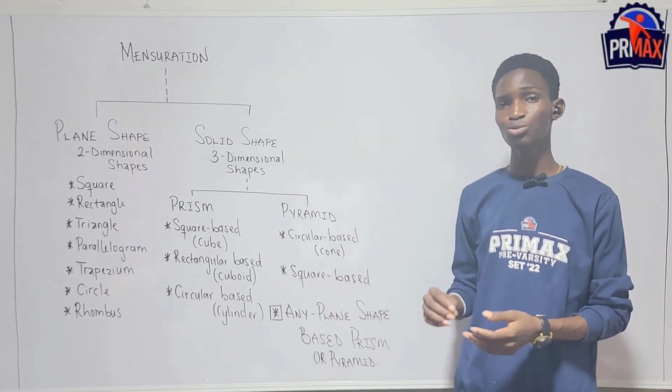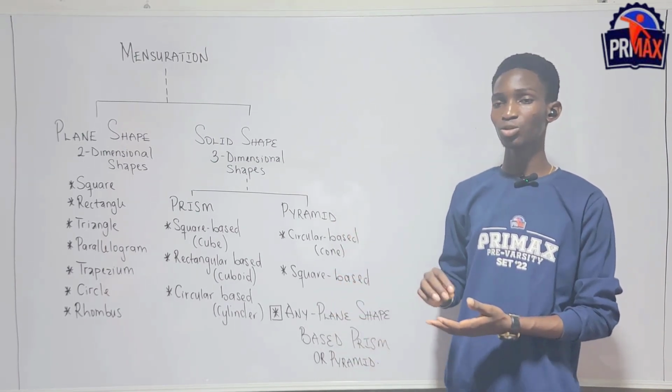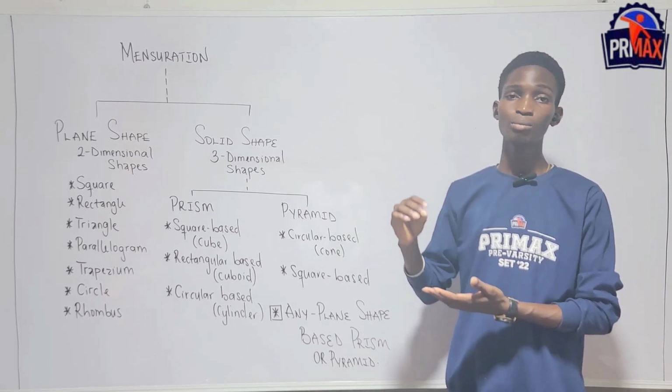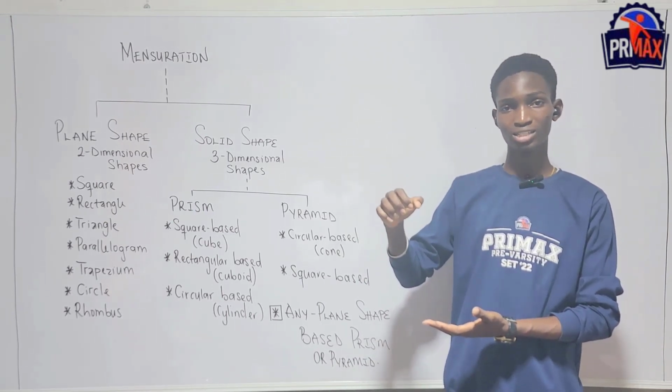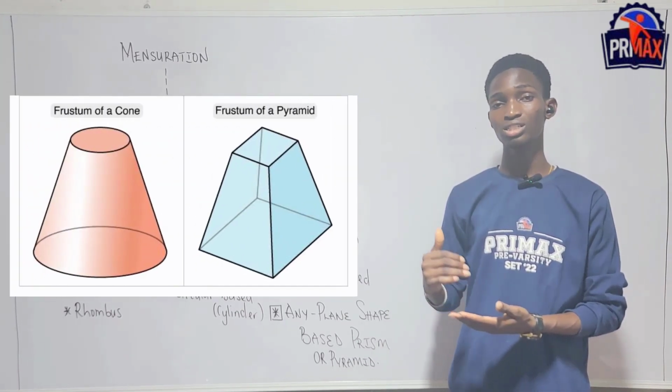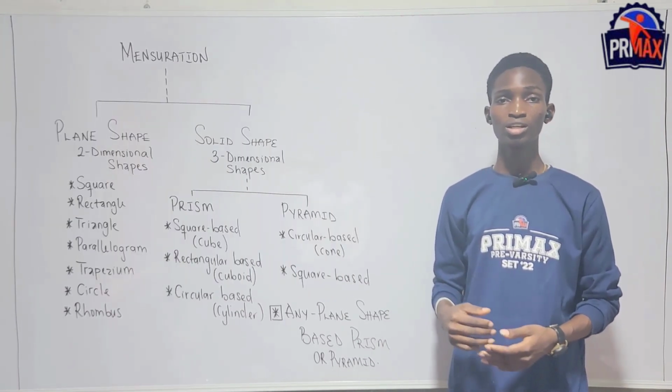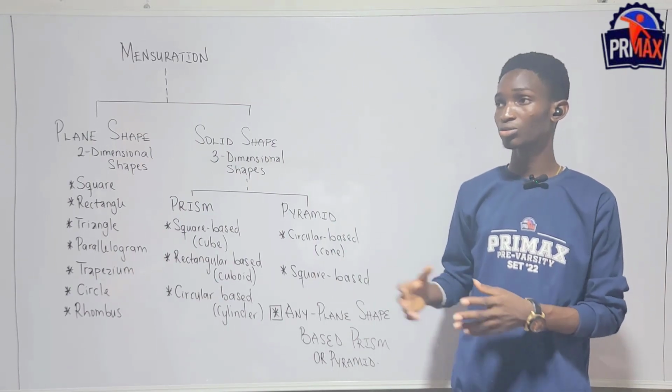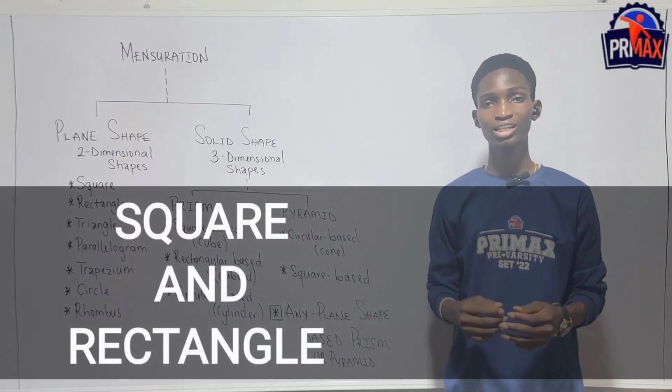Note that there are other types of pyramid, but these are not completely tagged as pyramid because they don't have the vertex, in the case of a frustum. So we're still going to discuss it in our coming videos. Now for this class, we'll be talking about the square and the rectangle.